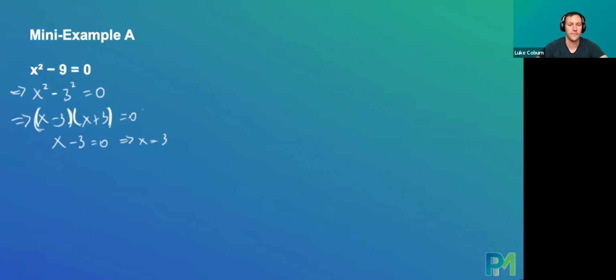So if these two things multiply to give me 0, then either the first one is equal to 0, so x minus 3 is equal to 0, or the second one, x plus 3 is equal to 0, which means that x is equal to minus 3. So these are the two values for x.